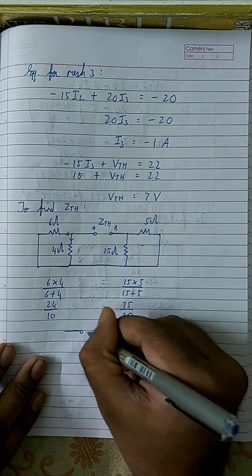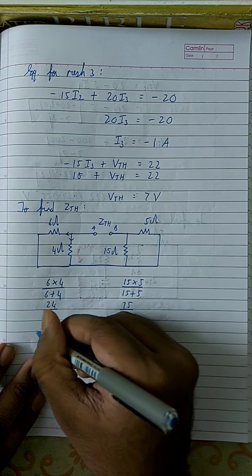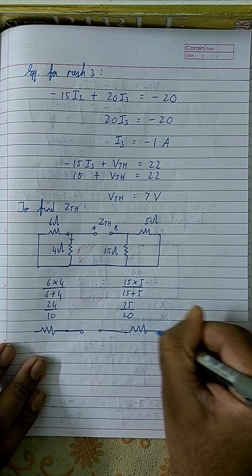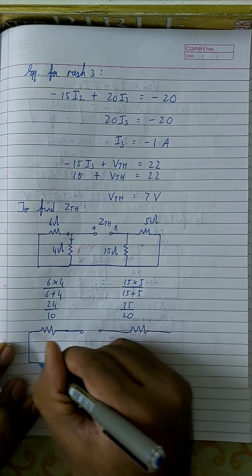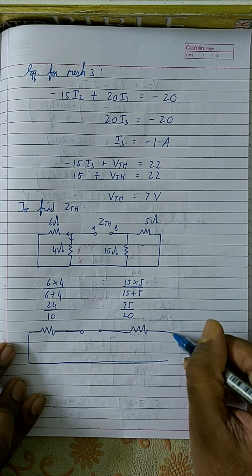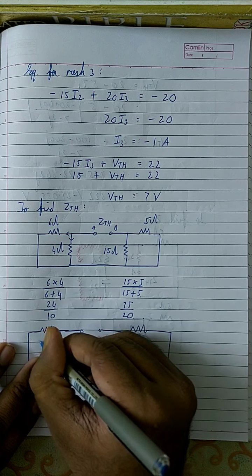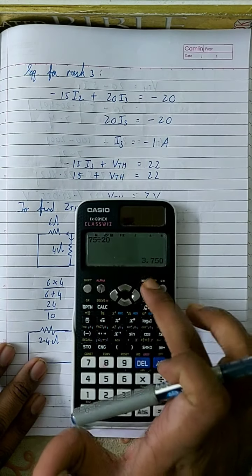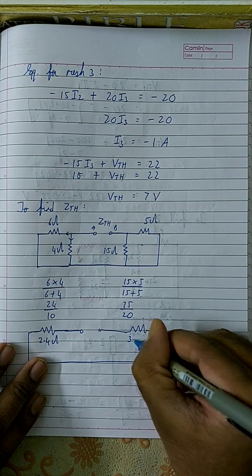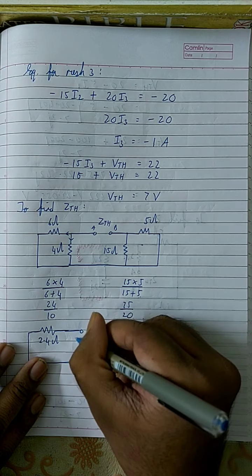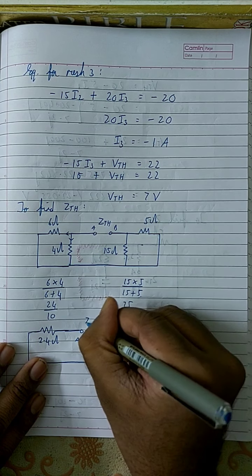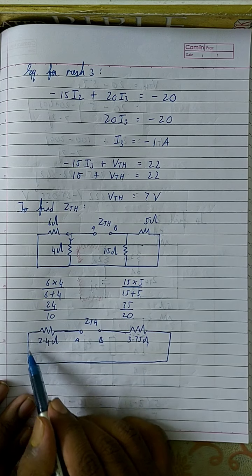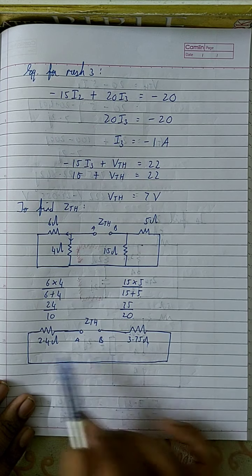That is a single element like this, and here you have a resistor, here also you have another resistor, and these two resistors are combined, right? This is 24 by 10 or 2.4 ohm, whereas this one is 75 by 20, which is 3.75 ohm. Okay, this is A, this is B, and this is ZTH. So now these two elements are in series, right? Because the same current flows through both the elements, these two elements are in series.